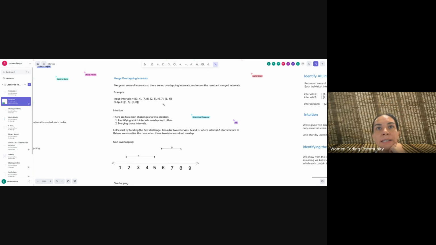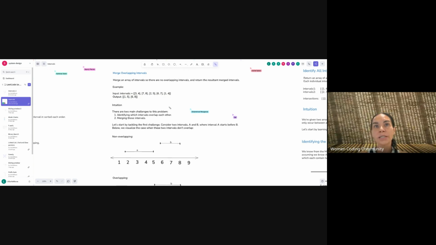In this case, we have 1 and 4, which is overlapping with 2 and 5, which is overlapping with 3 and 4. We merge them into one interval, which is 1 and 5. Next, we have 6 and 7, and 7 and 8, which are also overlapping intervals, and we merge them and return 6 and 8. So this is the whole ask: we have input intervals, we need to find if there are overlapping intervals, and if there are, we need to merge them. This is a clear description.